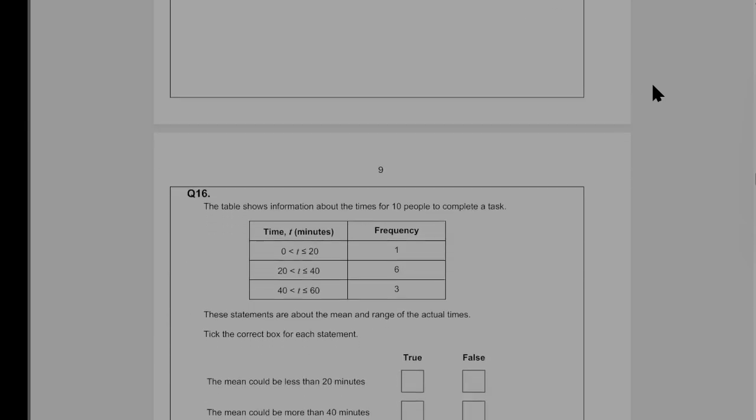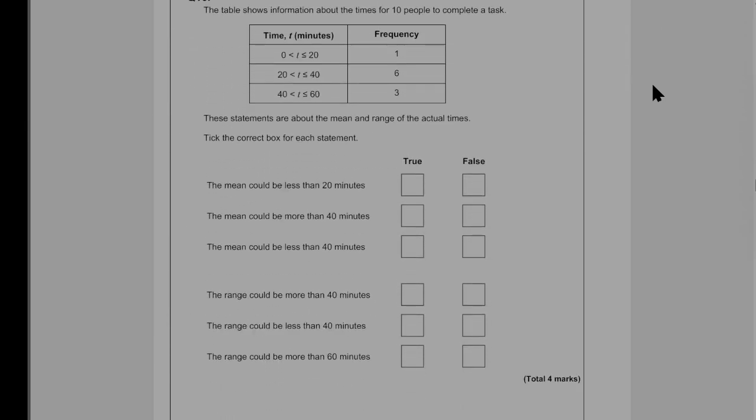Okay, question 16. The table shows information about 10 people, times for 10 people to complete a task. And then these statements are about the mean and the range for actual times. Tick the correct box for each statement. So I'm not a massive fan of these questions. They can take quite a lot of time to explain. So I will do my best, though, obviously.